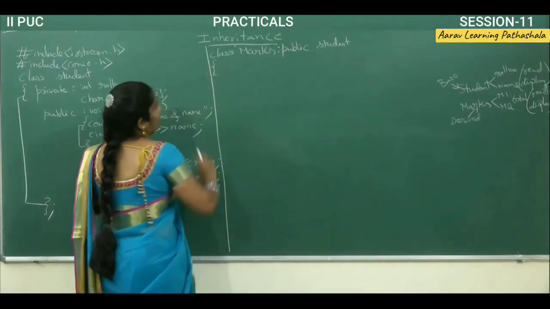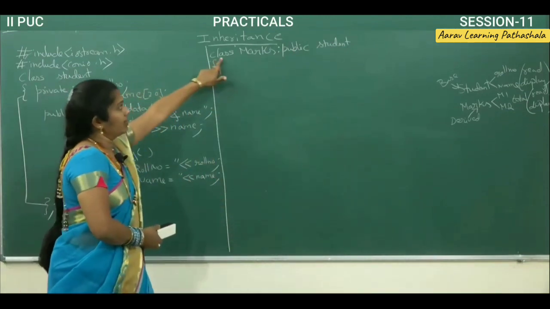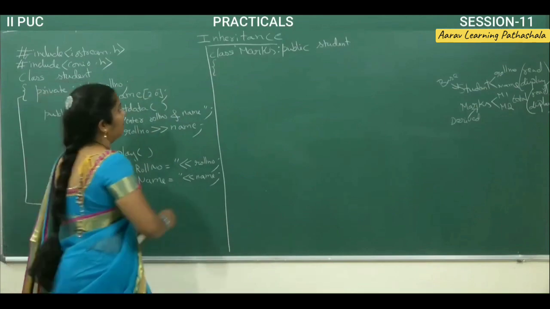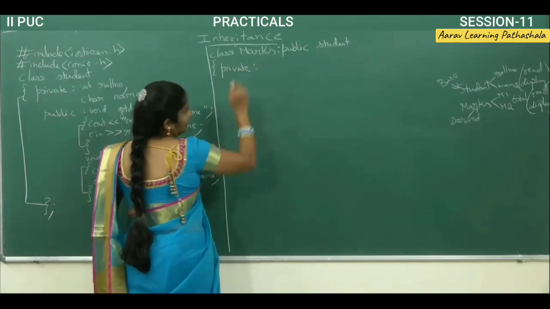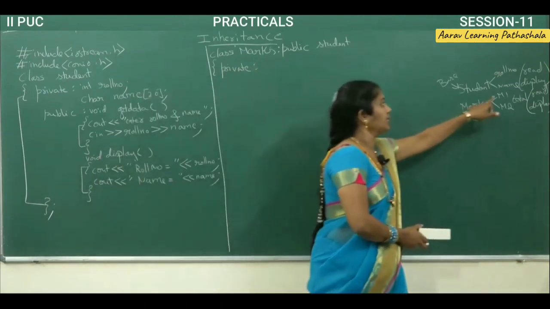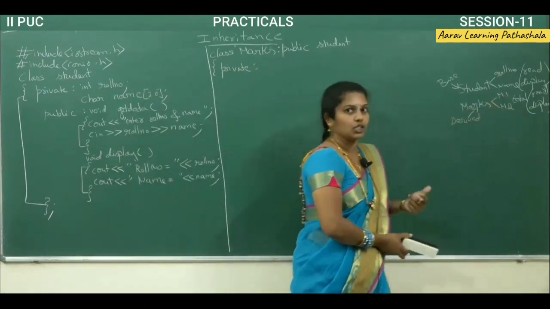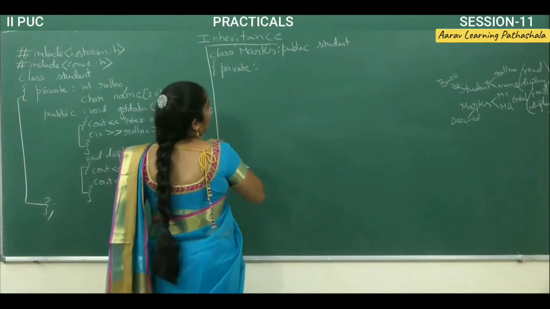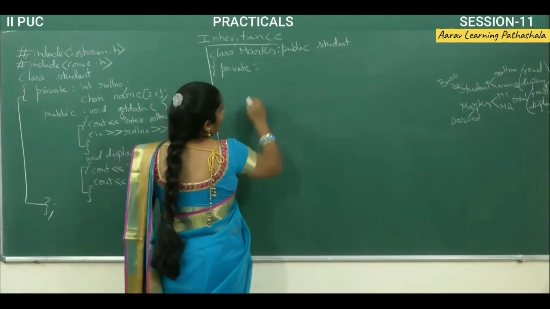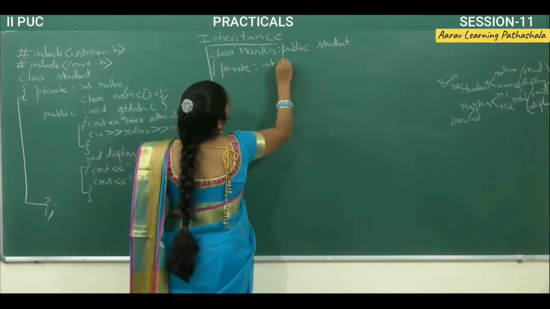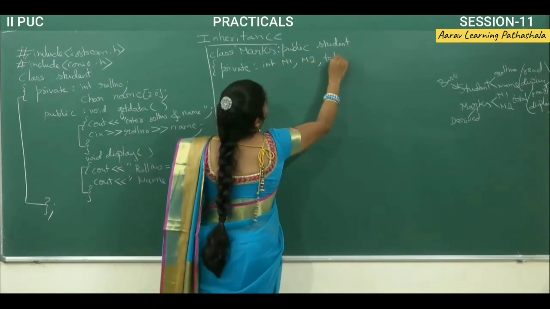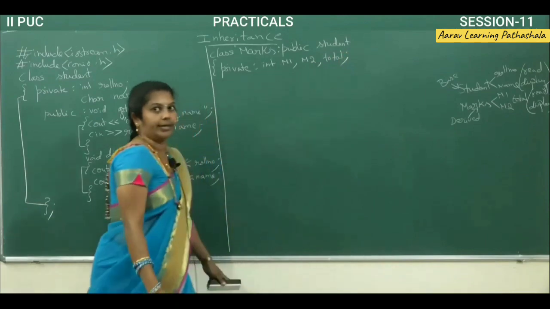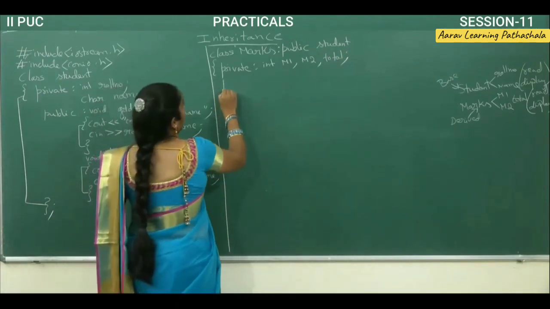Now to start the derived class, first I am declaring the data members in the private section. Private. Which data members are required for marks? Marks 1, marks 2 as well as total. How to declare the variables? For example, int marks1, marks2, total. Declare the data members.